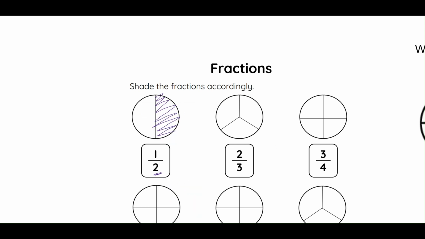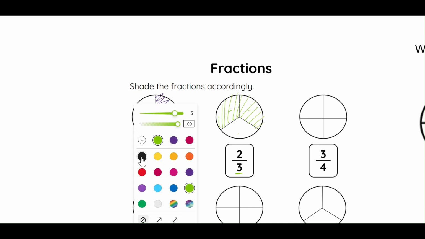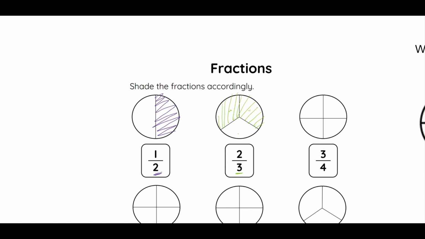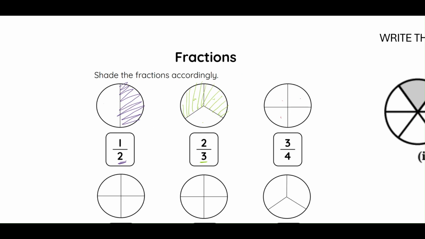In this one, 2/3 of it. So there are three parts. Look at the 3. I need to shade two parts out of this. It can be any shape. Next, 3/4. There are 4 parts. This is the whole, and there are 4 parts. 3 out of 4, so 1, 2, 3.